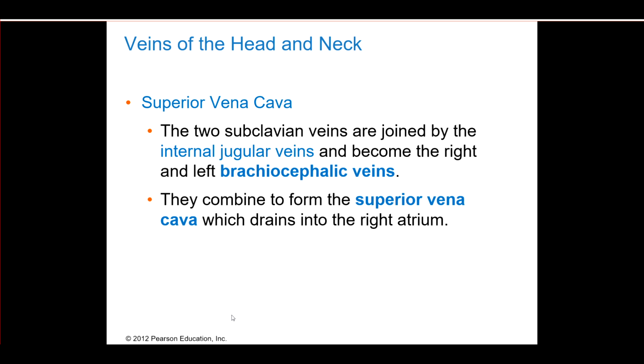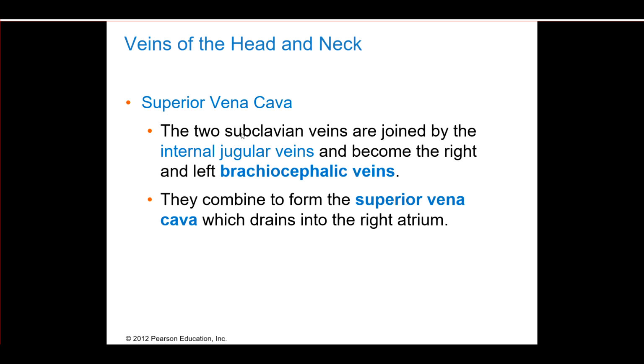Let's take a look at some of the veins that bring the blood down from the neck, the head, and the brain. So the first blood vessel, we actually studied this when we looked at the heart, is the superior vena cava. So let's take a look how they're formed. Let's read this, and then I'll show you the picture. Again, the pictures are a little bit easier to understand. The two subclavian veins, these are going to be veins that are draining the upper limbs, are going to be joined by the internal jugular vein.